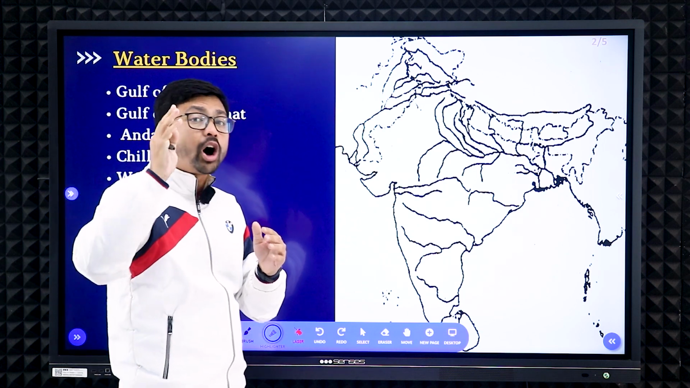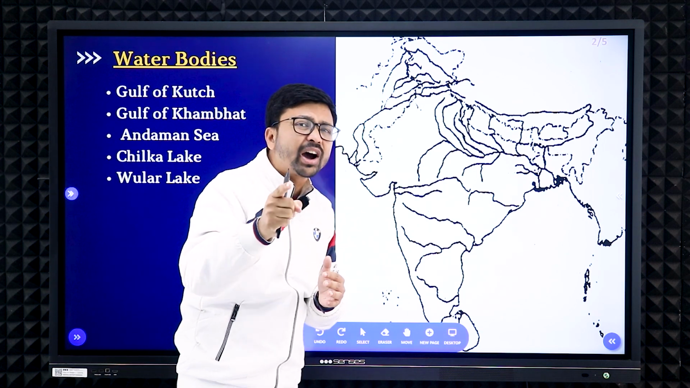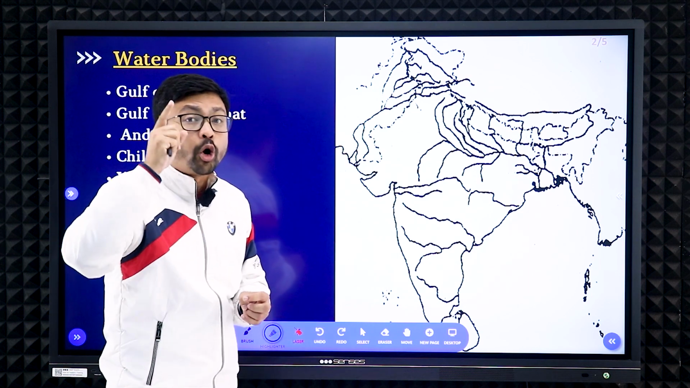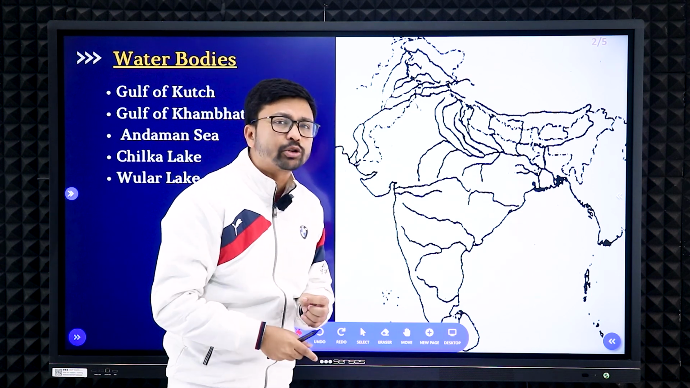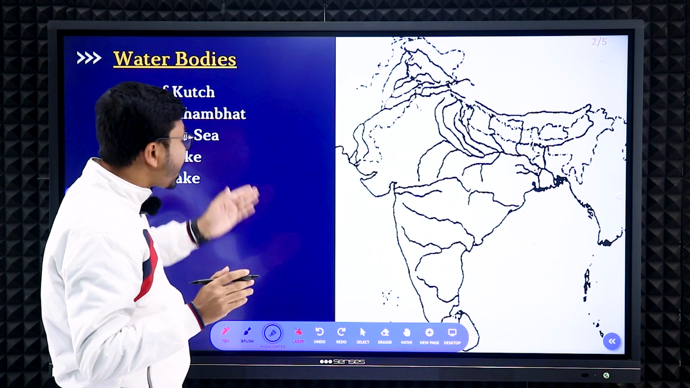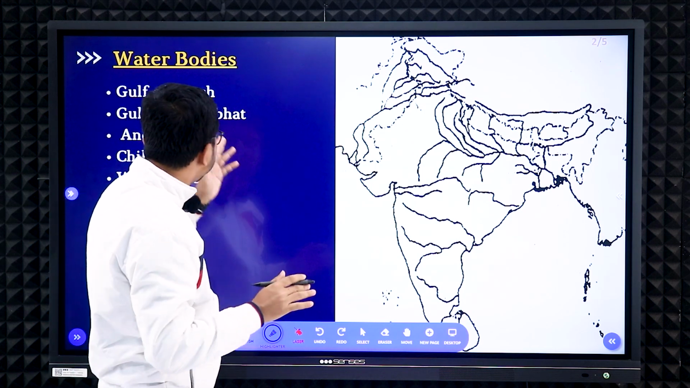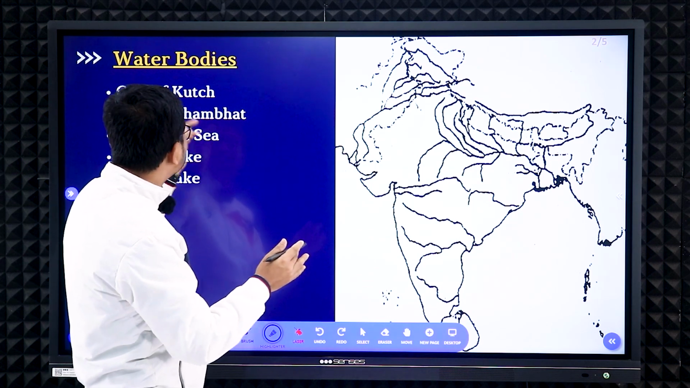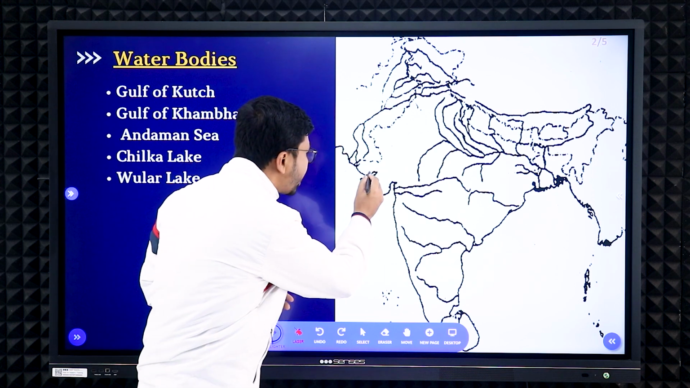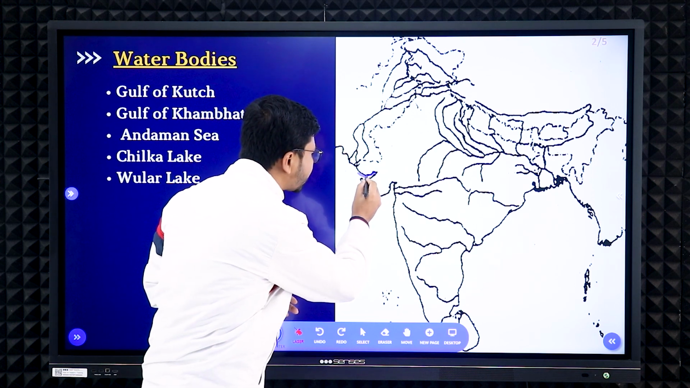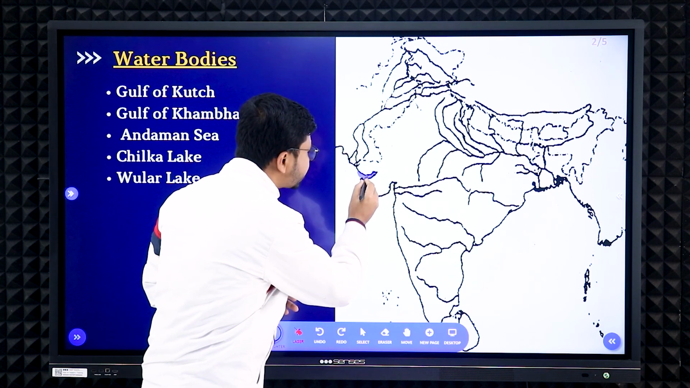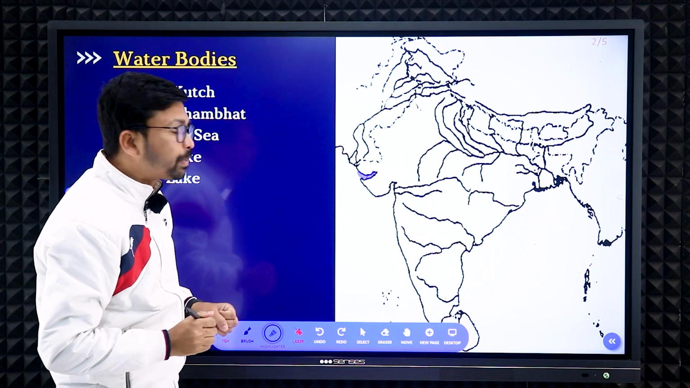Remember one thing, all the water bodies including the rivers you have to mark with the blue color. For water bodies you need to shade that area, right? So western part of India, that is the Gulf of Kutch. So Gulf of Kutch you need to mark it here. That will be the shading, and this shading needs to be done, and that is Gulf of Kutch.